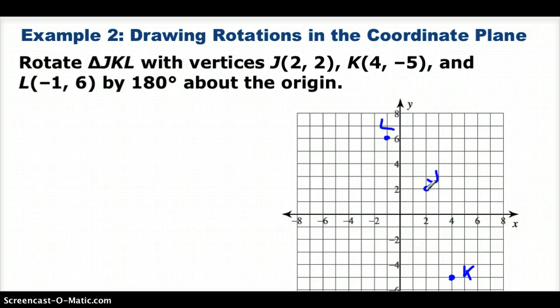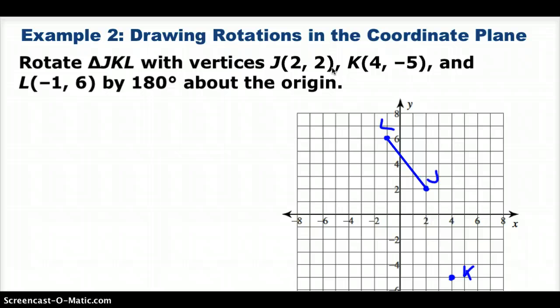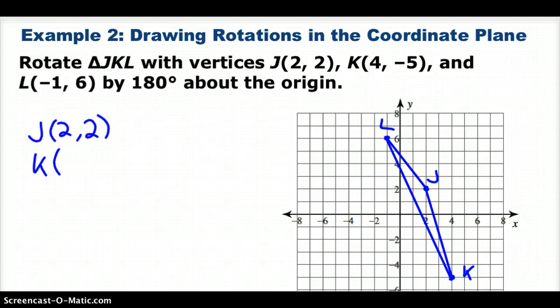Very neatly, take your straight edge and make these lines that connect these vertices. So we have 1, 2, and 3. There is our pre-image graphed perfectly. Remember, we can copy these down and show the 180 degree rotation. We started with J (2, 2), K (4, -5), and L (-1, 6). Each one of these points is going to go through a specific change.